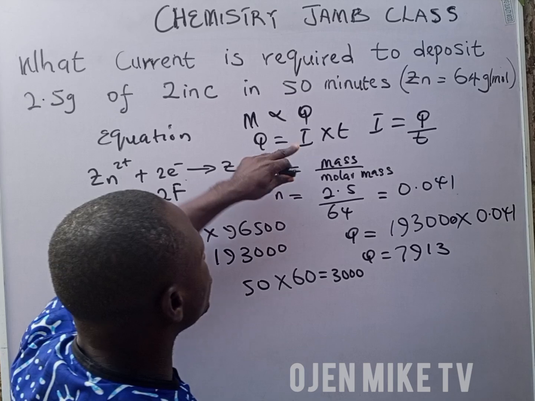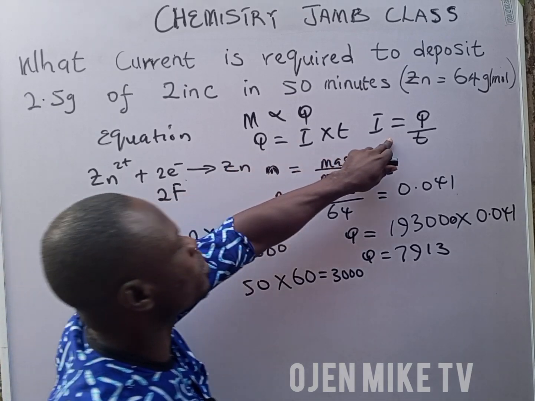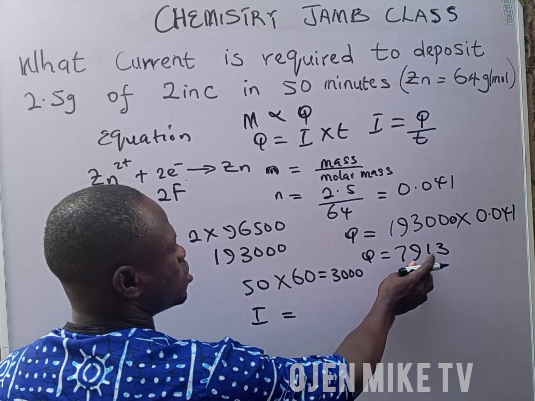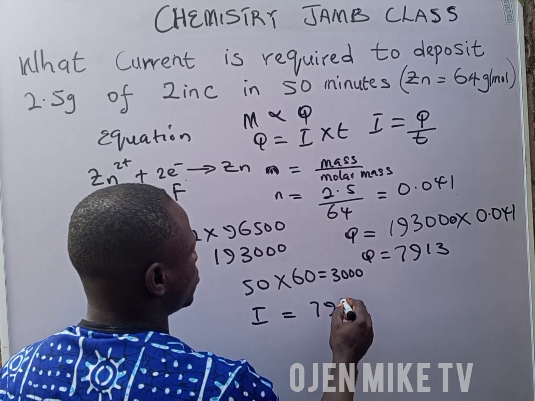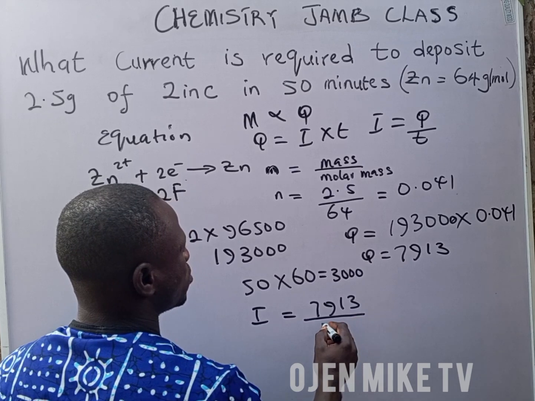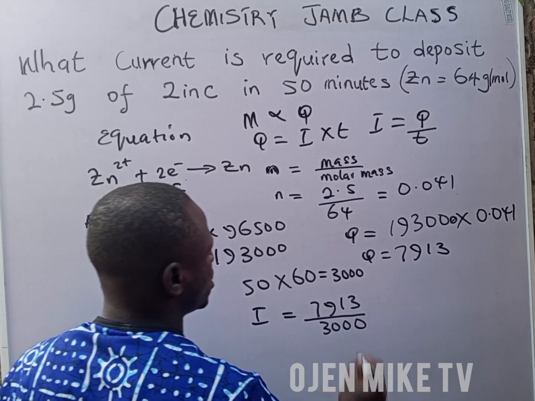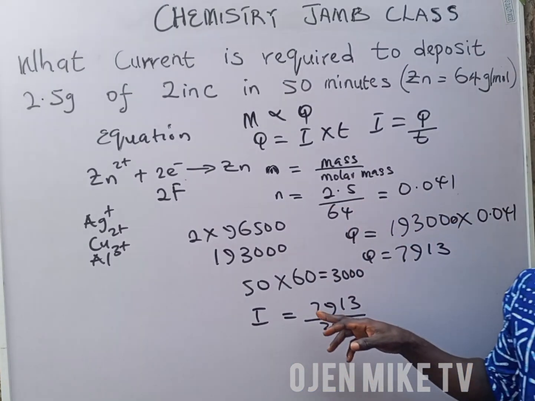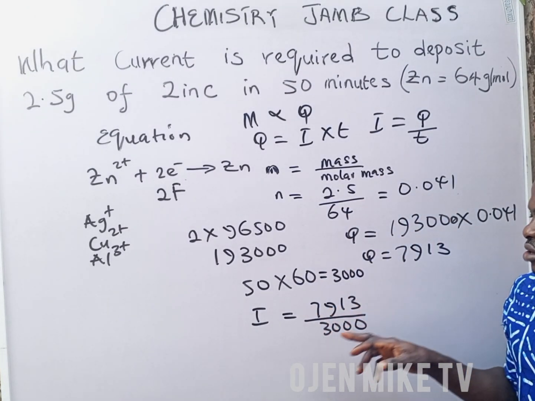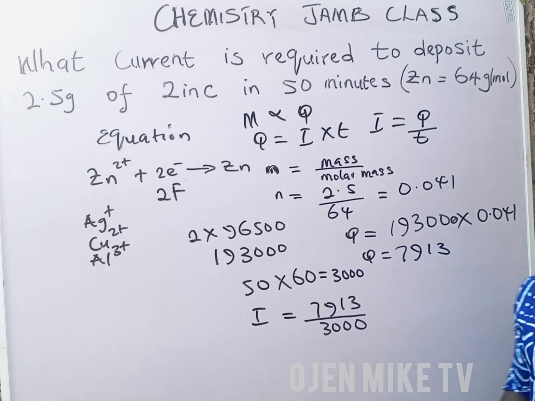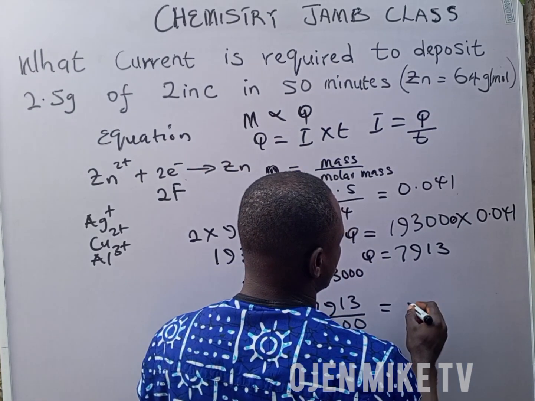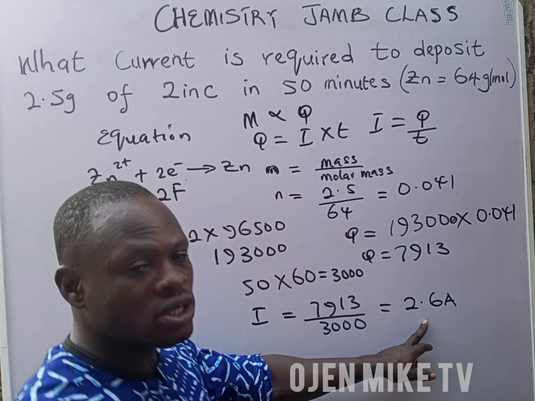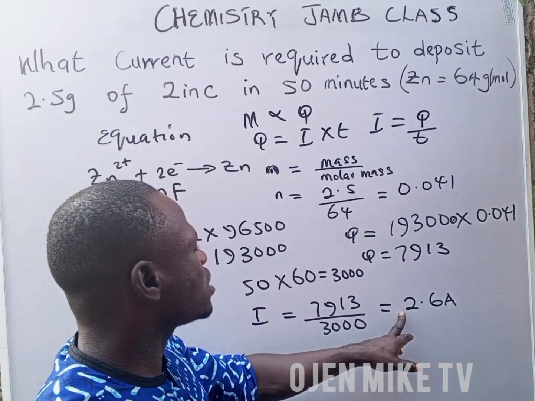So our time will now be equal to 3000. Fixing this into your formula, your current will now be equal to your quantity, 7913, divided by 3000. What will be your answer if you divide 7913 by 3000? Your answer will be 2.6 ampere. Remember, current is measured in ampere. So the correct answer is 2.6 ampere.